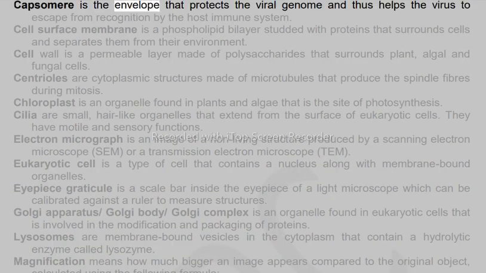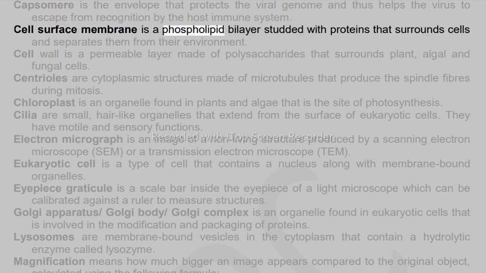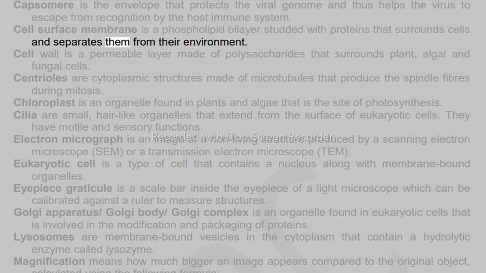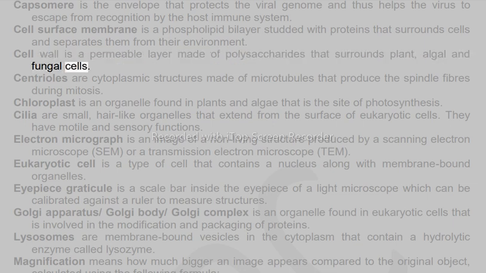Capsomere is the envelope that protects the viral genome and thus helps the virus to escape from recognition by the host immune system. Cell surface membrane is a phospholipid bilayer studded with proteins that surround cells and separates them from their environment. Cell wall is a permeable layer made of polysaccharides that surrounds plant, algal and fungal cells.